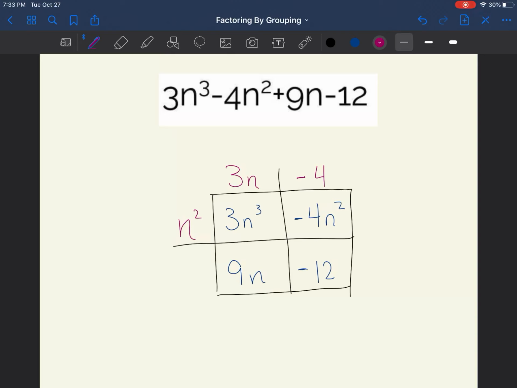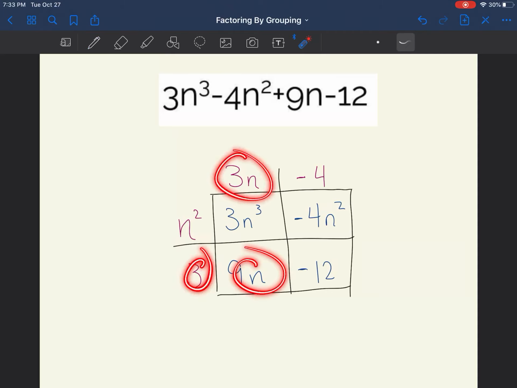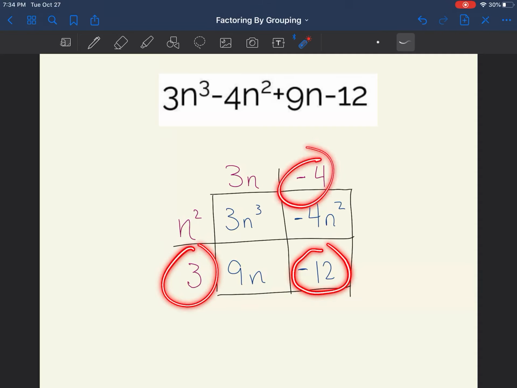So now I go down to the bottom row. The greatest common factor of 9n and negative 12 is going to be 3. So I'm going to factor out a 3. 9n divided by 3 leaves me with 3n, we're good. And negative 12 divided by 3 is negative 4.